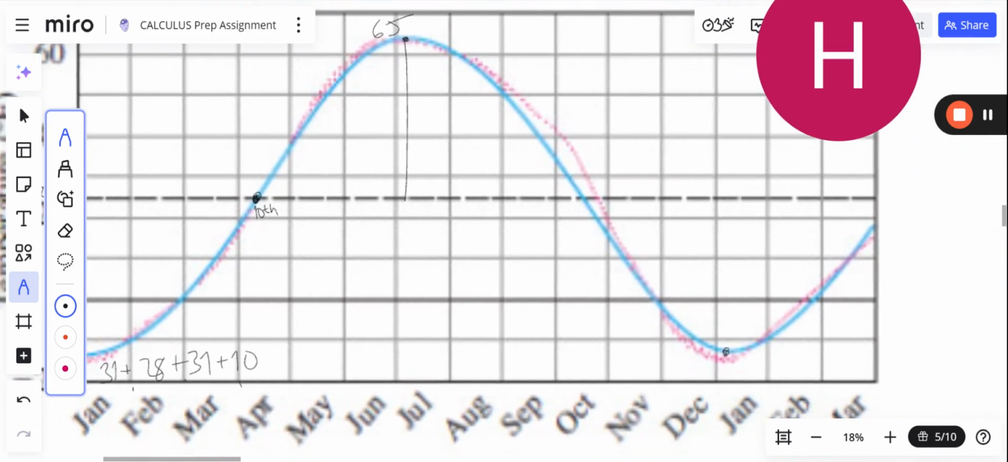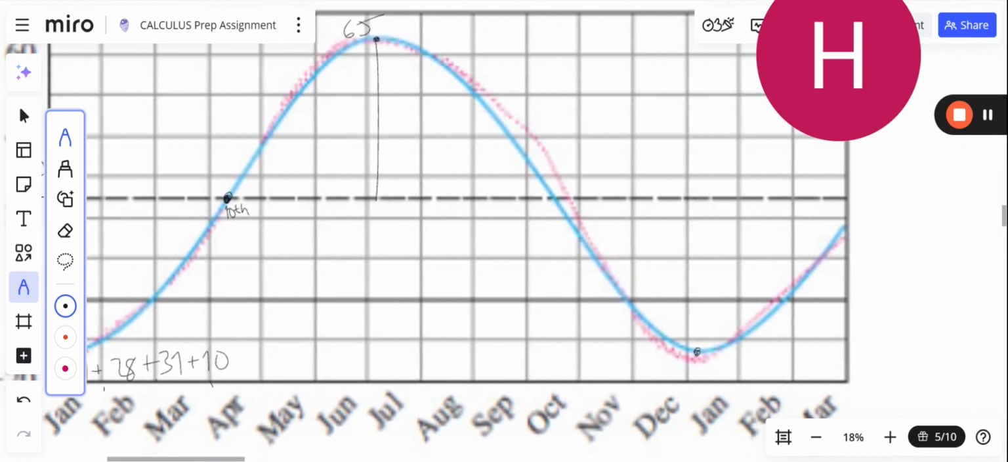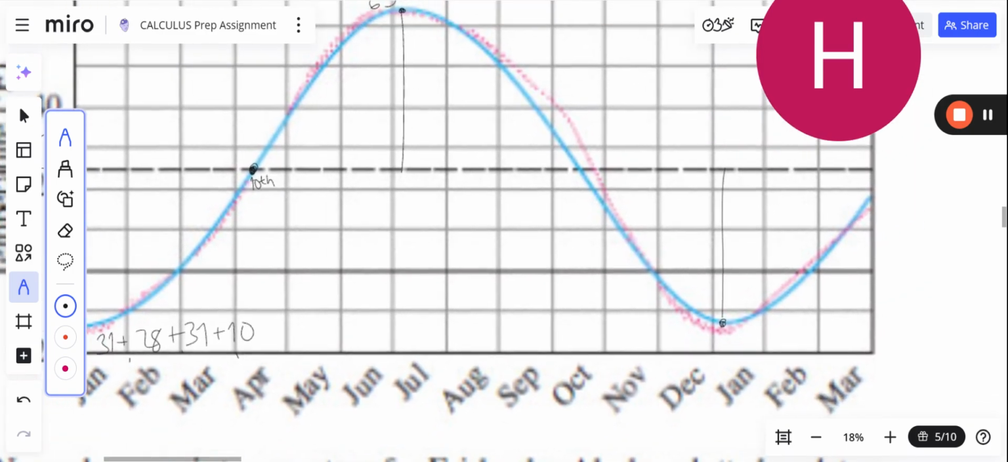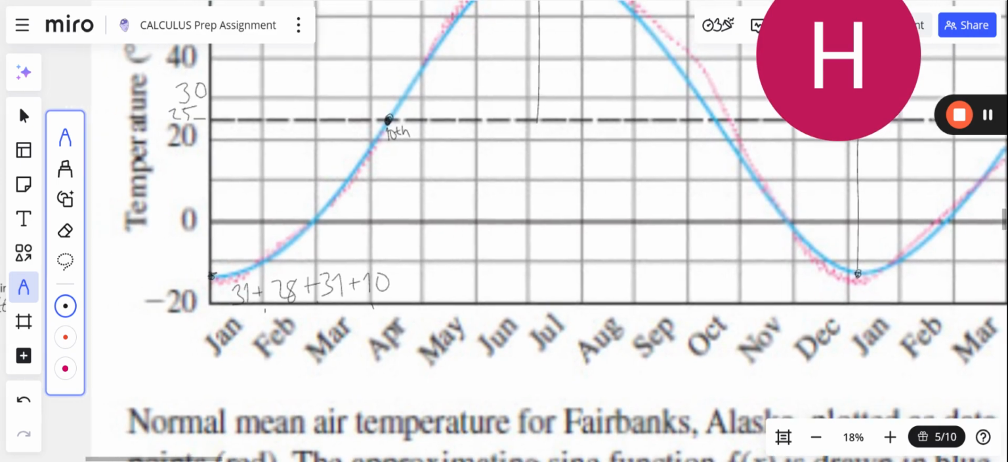And then we have the lowest value, which is going to be like down here. What would you say that is? Let's take a look at the graph. I would say that's like, goodness, that's got to be almost like -15, pretty much.